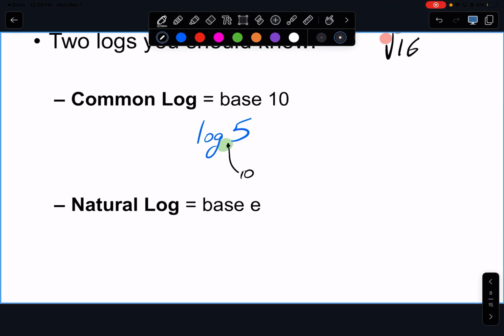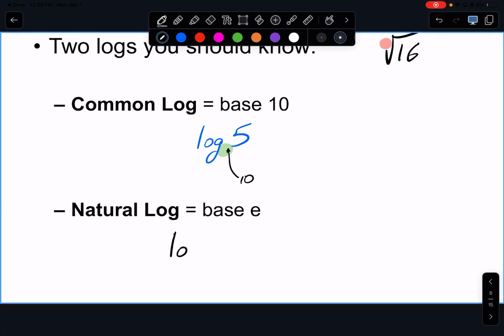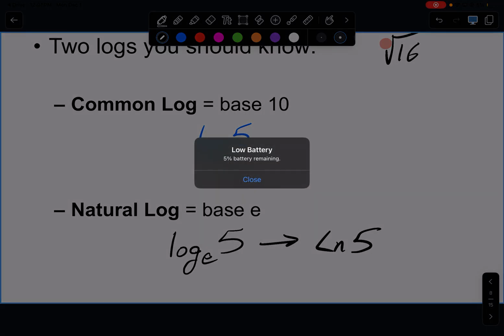Okay, natural logs. The way that this one would work is it would be log e of 5. But we just don't write that. Okay, so what we would do is we would say ln of 5. But knowing that ln is the same as log e helps us change it from one form to the other. You're going to see why here in a minute.